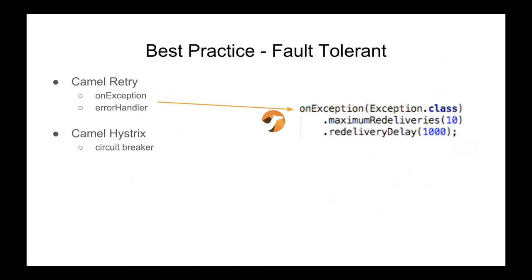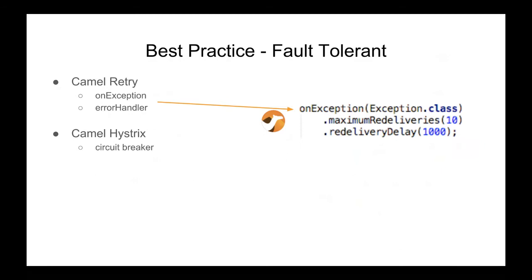Another very good pattern is around fault tolerance. When our applications are distributed, with distributed integration, we have a lot more communication over the network, and a lot more can go wrong when you have remote communication. Camel has two sides for that. One is the client-side retries, or Camel retries, and another one is around circuit breakers implemented using Hystrix.